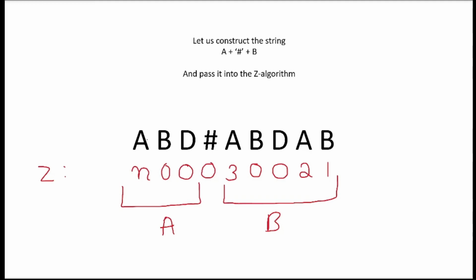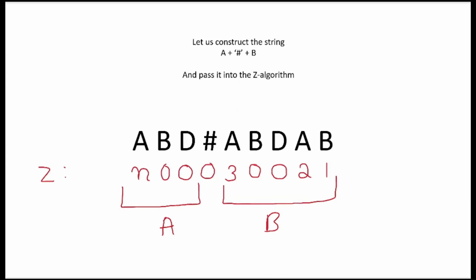So consider this, where ABD is my A string and this thing is my B string. And let's say I've already computed the Z using the algorithm from above and I've obtained these values. Okay, great. Now, obviously I'm only interested in the part with B. So I'll start by looking at the first index of B. That's going to be A.